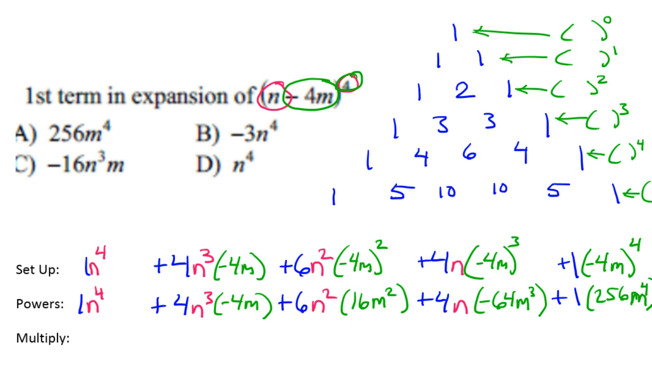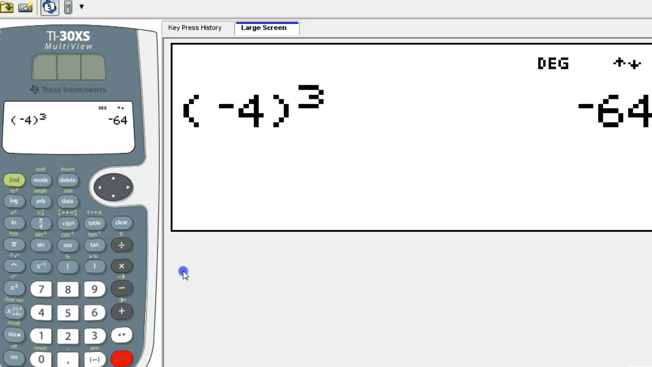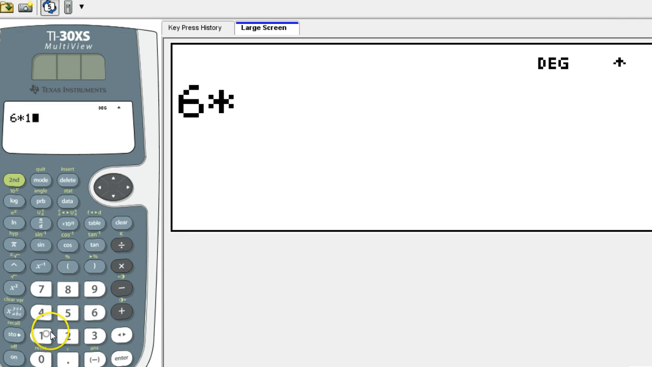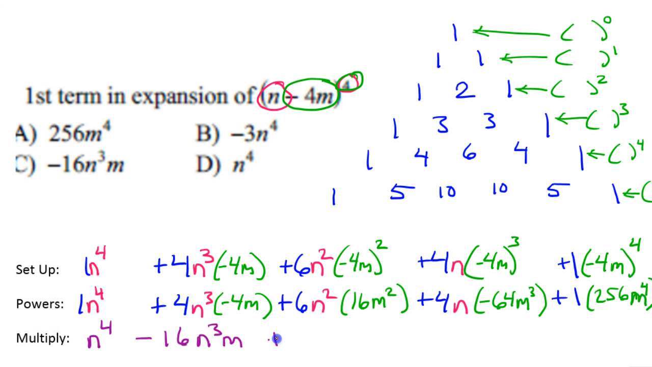So the last step is to multiply. 1 times n to the fourth power is just n to the fourth power. 4 times negative 4 is negative 16. So I'll have negative 16 n to the third power m. Okay, and I have 6 times 16, which I don't know off the top of my head. And that's 96. So I'm going to have plus 96 n squared m squared.